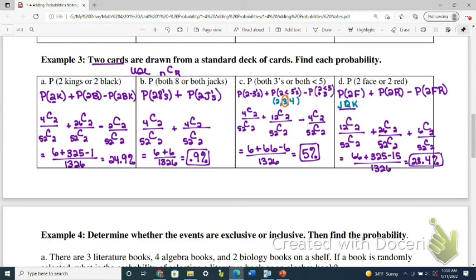So let's take a look at example 4, where we're going to decide whether the events are inclusive or exclusive. So can they happen at the same time? Inclusive; exclusive, they can't. And then find the probabilities. This is where they're all mixed up.